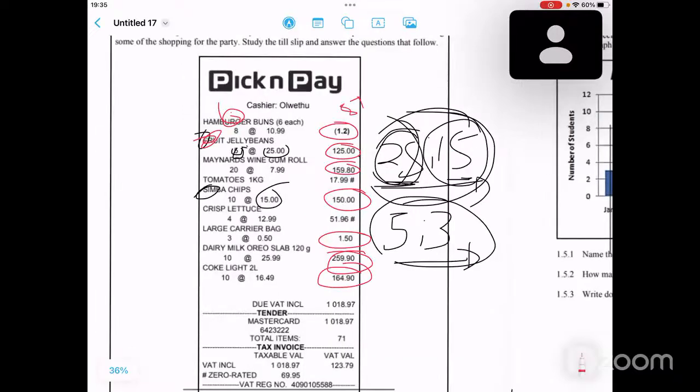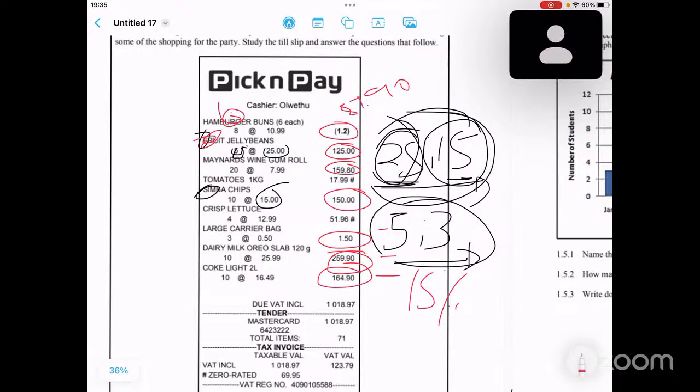So these amounts that you're seeing here, they have a 15% VAT. So what you're going to do now is add all the amounts together, except for the ones with hashtags, because they do not include VAT. So you're going to add all the amounts together: the 164, 259, 150 cents, 150, 159, 125, and 87 rands 90 cents. You're going to add all those amounts together.